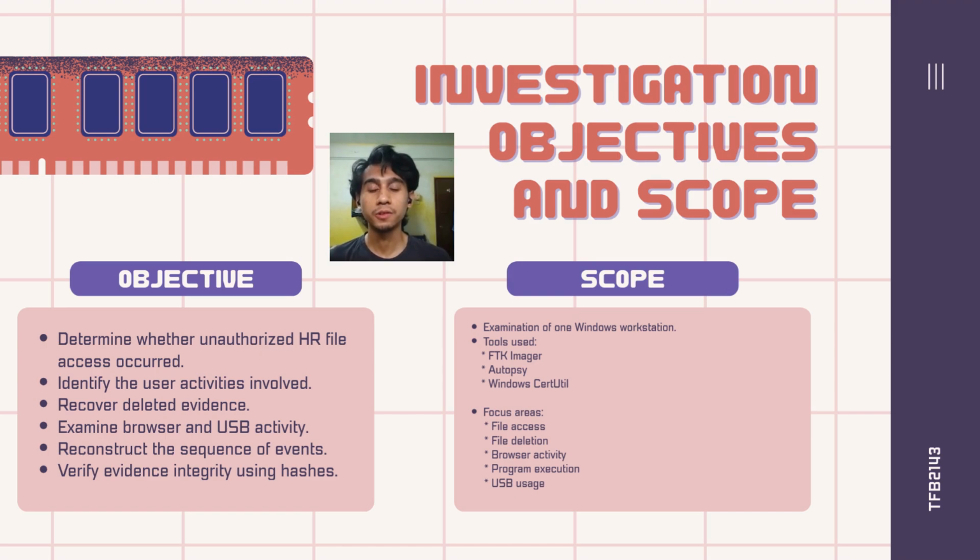Moving on to our investigation objectives and scope. First, formally determine if unauthorized access occurred and identify the exact user activities involved. Second, recover deleted evidence and examine browser and USB activity. Third, reconstruct the full sequence of events while verifying evidence integrity using hash functions. As for the scope, our examination focused on one target Windows workstation. To analyze the drive, we utilized industry standard digital forensic tools, including FTK Imager, Autopsy, and Windows Search Util.